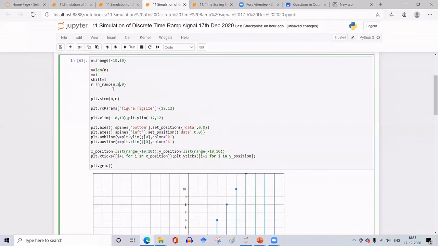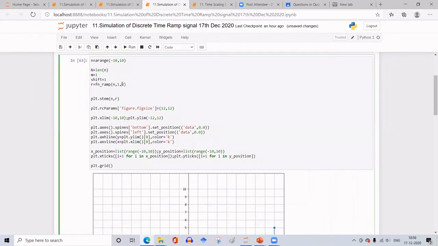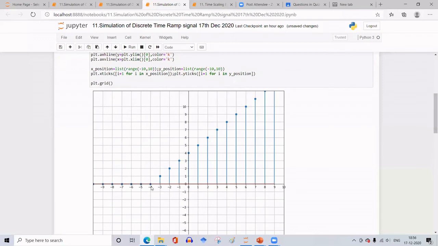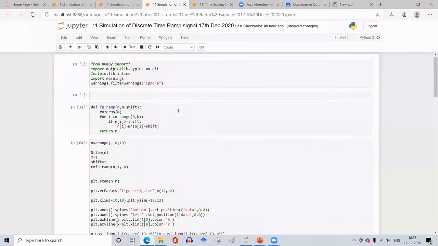Okay. So now let me make it back to 1 and shift it by some 4 units. You get a ramp which is shifted to the right by 4. So at 4, it is starting 0, 1, 2, 3, like this. If you make it negative, it gets shifted to the left. So at -4, it is 0. This is the starting point of the ramp and it continues. Okay, that is about discrete time ramp.